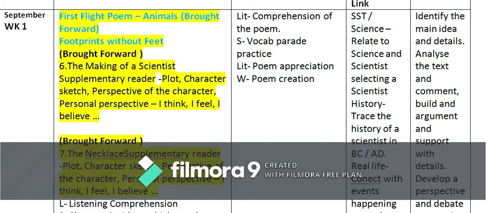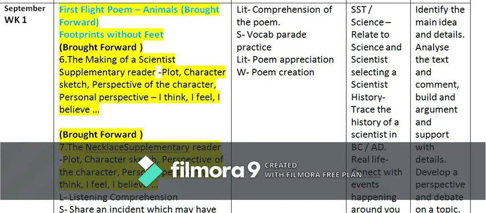Then the next topic, again brought forward from the same book, is The Necklace. It's a supplementary reader. Again you need to identify the setting and the rising action, climax, resolution, and develop the character, identify the perspective of the character, develop your own perspective, know the perspective of the writer, and you should be able to write your opinion using I think, I feel and I believe. It's again quite a lot in this topic. There's a lot of depth in this topic that we need to develop.